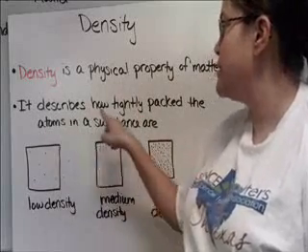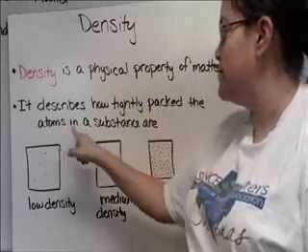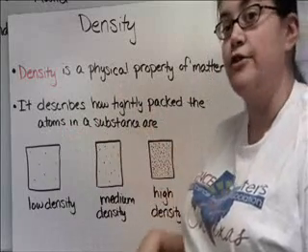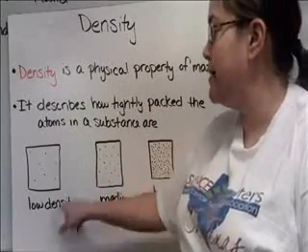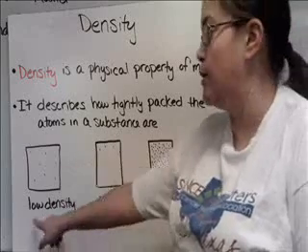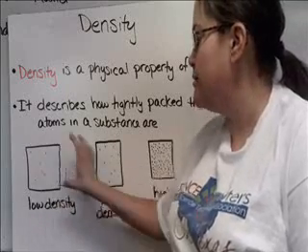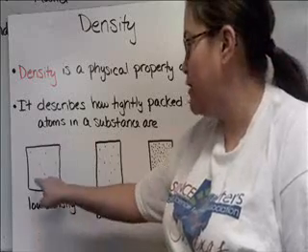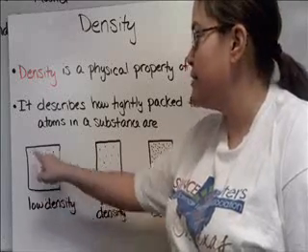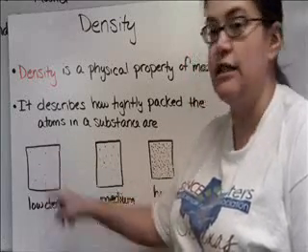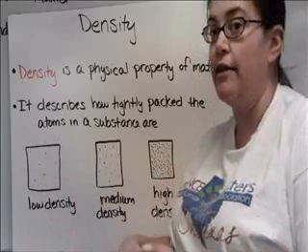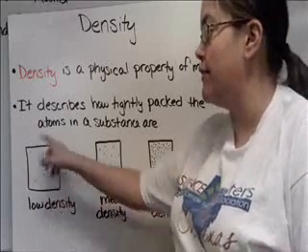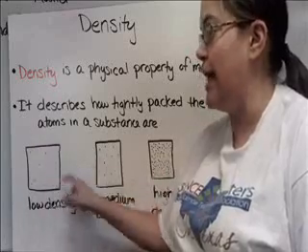Density describes how tightly packed the atoms in a substance are. So I have three examples here. This square represents low density. As you can see, there's a certain size area, and there's only 1, 2, 3, 4, 5, 6, 7 atoms in this space. So they're kind of free, they're not bunched up together, there aren't very many atoms in this space.